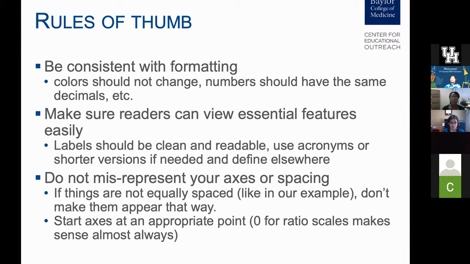And once again, about misrepresentation of your axes and spacing, you want to make sure that your data is genuinely represented within your visualizations. You don't want to make it seem like it's a linear process, when actually, if you had the spacing correct, it ends up peaking and petering out. So those are the rules of thumb with visualization.